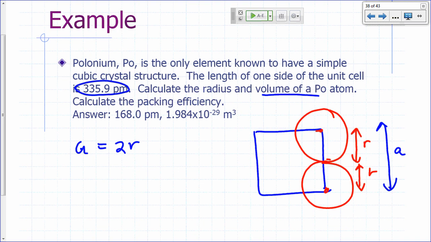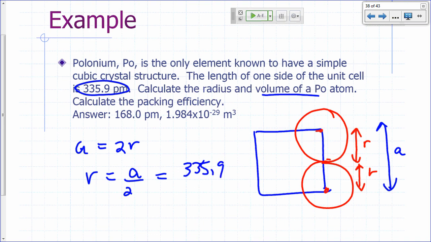If you were to imagine that as the size, that's one way you can determine the size of atoms, okay, based on crystal information. So what's the radius of your polonium atom? It's just going to be A over 2, r equals A over 2. What's our A?